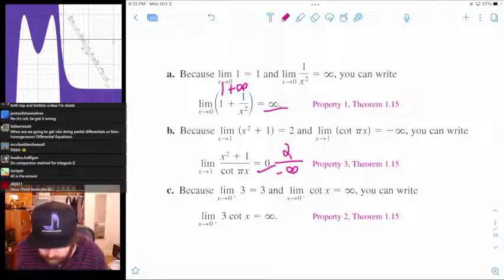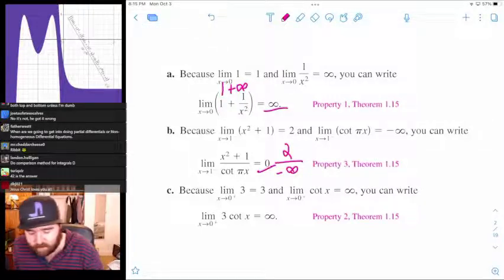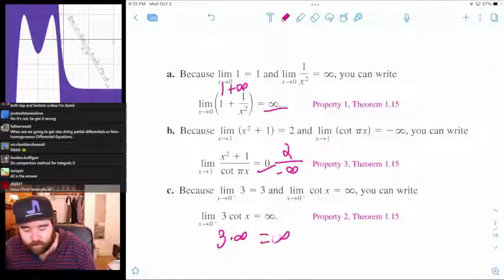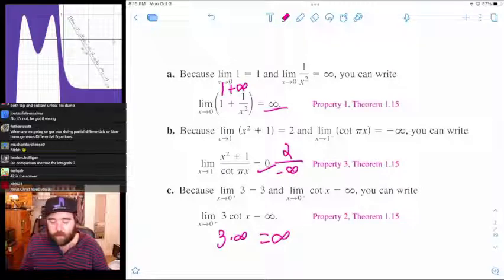And then the next one, they're showing multiplication. They're showing that the limit as x approaches 0 of 3 is 3. Cotangent is infinity. So if you do 3 times infinity, that's still infinity. That's all these are pointing out. And this should all be kind of intuitive, maybe.